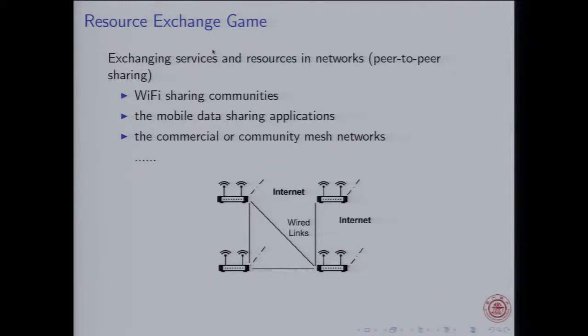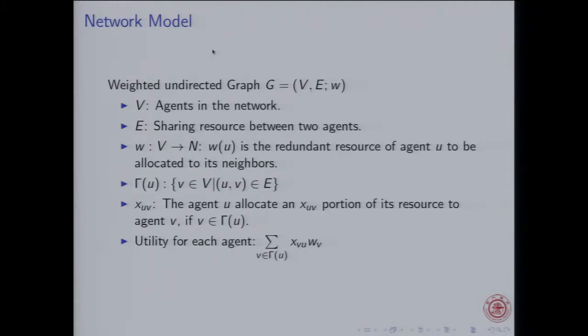Firstly, the sharing economy has been very popular in recent years. We can regard it as exchange of services and resources, maybe offline, or both offline and online. We focus on this exchange happening in the network. We have Wi-Fi sharing communities, mobile data sharing applications, and many other applications. The most important feature of this scenario is that participants are both suppliers and consumers of the resource. So we model this scenario by a weighted undirected graph, where the vertices are agents, and if there is an edge between two agents, this means they can share resource with each other.